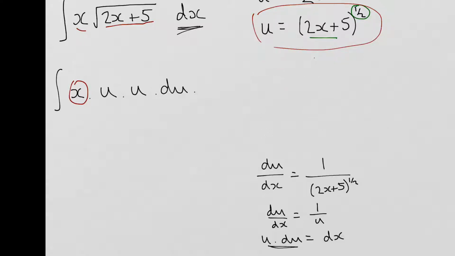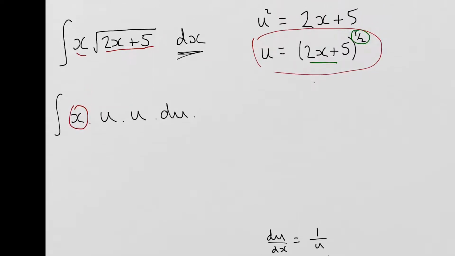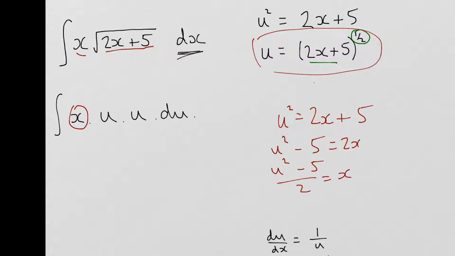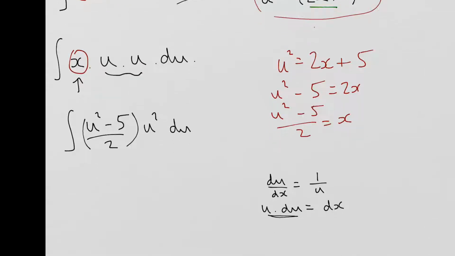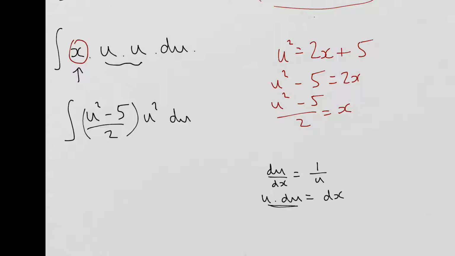So on the side here, I am going to go back to the beginning. If u squared is equal to 2x plus 5, u squared minus 5 is equal to 2x. So u squared minus 5 all over 2 is equal to x. That's what I'm going to substitute in for my x here. So I've got u squared minus 5 all over 2. These bits here give me a u squared and a du. I can now perform that integration once I've expanded the brackets.